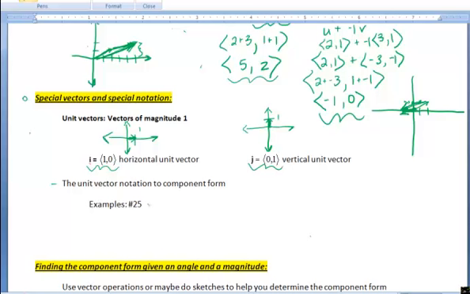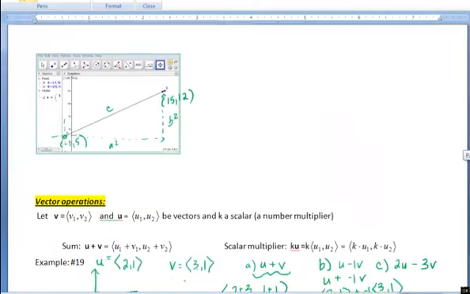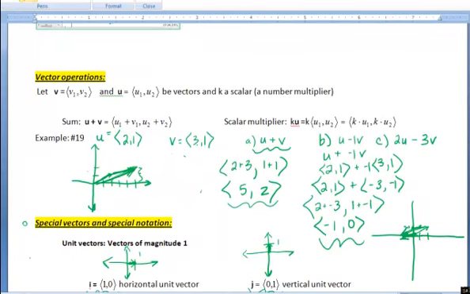Number 25 is a lot like what you guys had before. They give us that u is equal to 2i, and they give us that v is equal to just j. Okay, so they ask you in part A to go ahead and take u plus v. The idea is we have operations, and I'm going to scroll up to just show them real quick. We have vector operations that work with component form. So what we're going to want to do is take these unit vectors and get them back into component form.